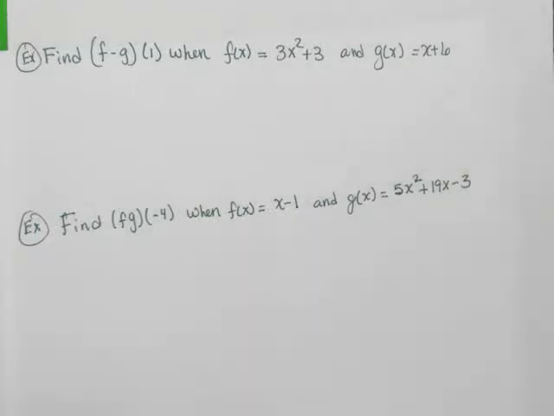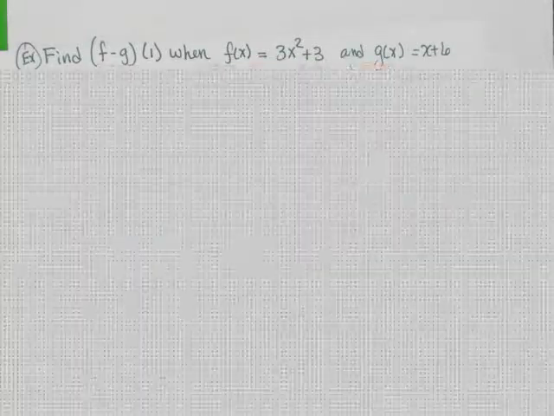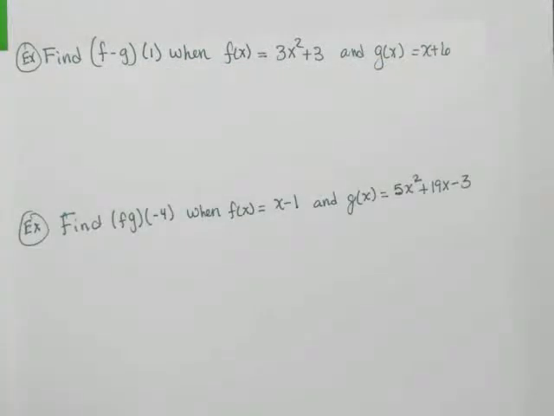Okay, so now we're taking a different look at functions and we're going to perform operations on functions. So in this first example, it says find f minus g of 1 when f of x equals 3x squared plus 3 and g of x equals x plus 6. So it's actually not that bad.